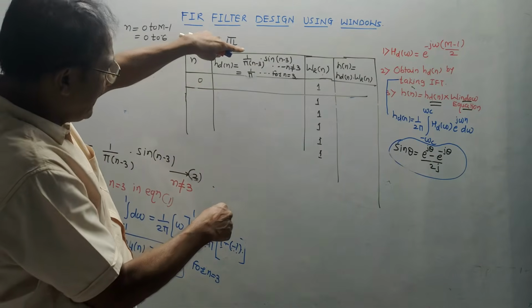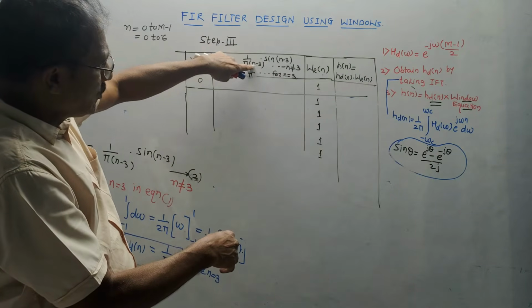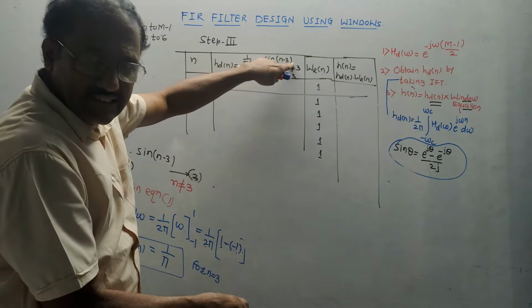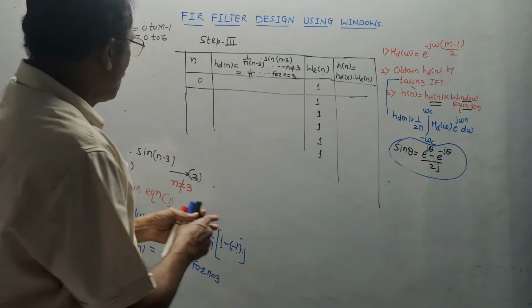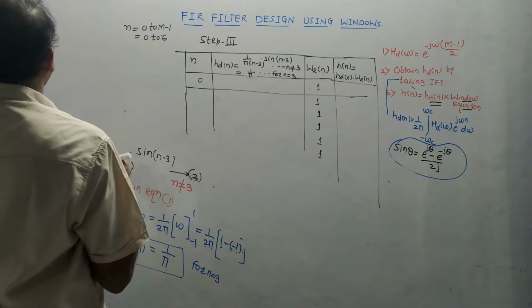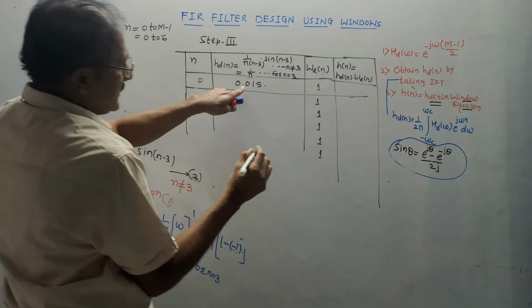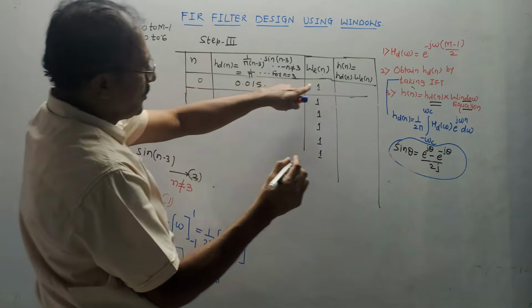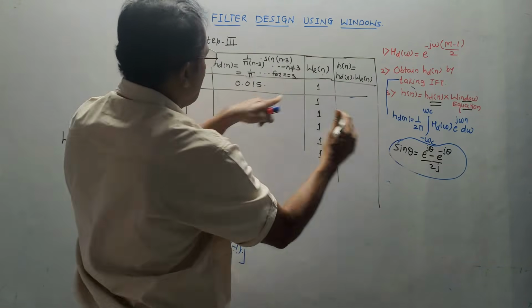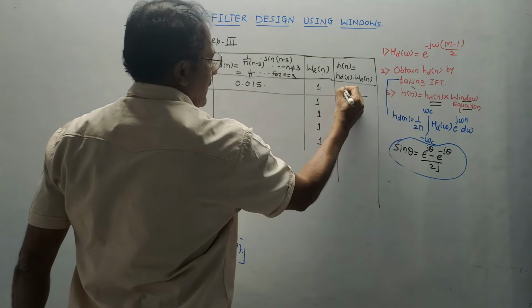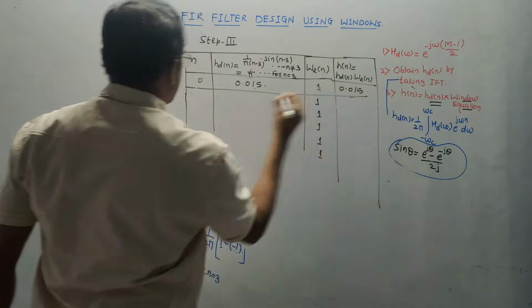So the first calculation I will explain. 1 by pi into 0 minus 3, that is 1 by minus 3 pi into sine of minus 3. Do this calculation on the calculator. So this answer will be 0.015. This is the first answer for n equal to 0. wr of n is 1 for all values, so take a simple multiplication of these two terms. So 0.015 into 1 becomes 0.015.